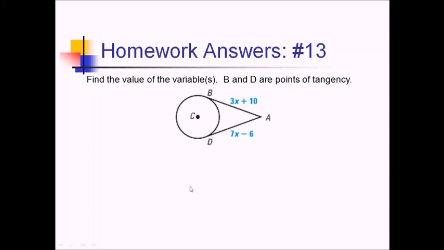For number 13, we're told that B and D are points of tangency. So we've got two tangent lines coming from the same external point. We're trying to find the value of x. Now we know in this situation that these tangent lines will have the same length, so we can write 3x plus 10 equals 7x minus 6. Subtracting 3x from both sides, that's 4x. Add 6 to both sides, we've got a 16. Divide by 4, we get x equals 4.